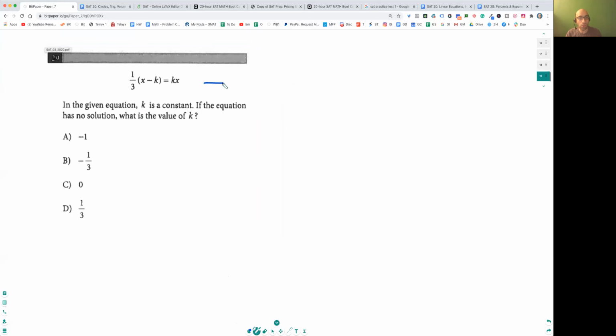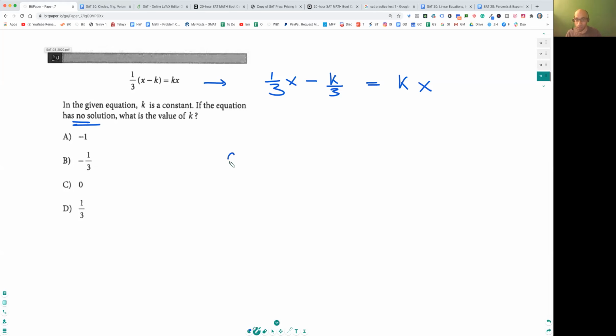All you got to do here is you got to open this up like this. 1 over 3x minus k over 3. Okay, that's the hint over here for many of you. Okay, and compare this to this. Remember, it has no solution. No solution. Very important fact. We've already talked about it.